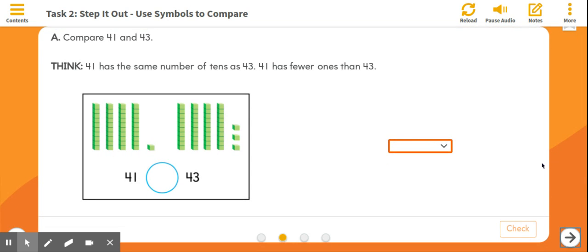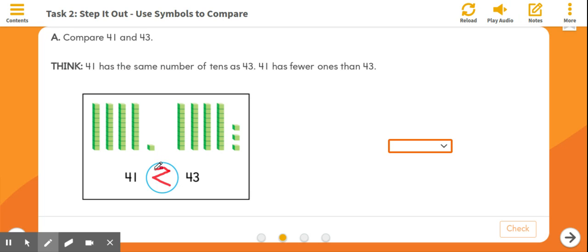So comparing 41 to 43, we're now on page 335 if you're following along in your book. And I'm going to use a pen instead of their little pull down thing because I want you to think about which number is greater. So we're going to look at the number of tens first. They both have 4 tens. Since they have the same number of tens, we have to move on and look at the ones. 43 has more ones. So the alligator would want to eat the 43. So it would go this direction.